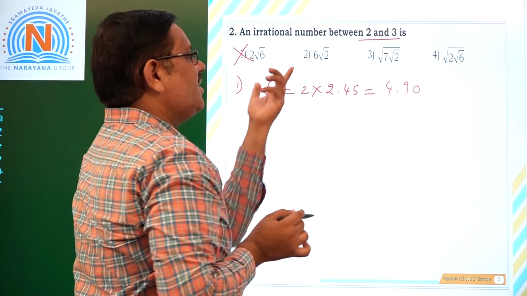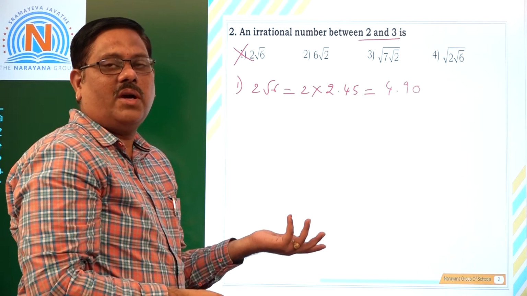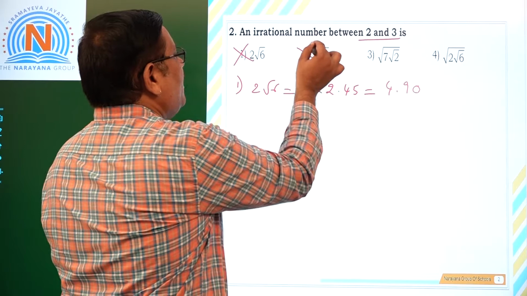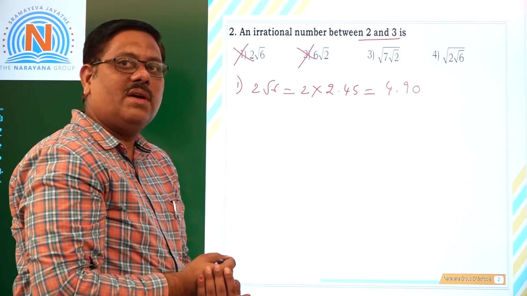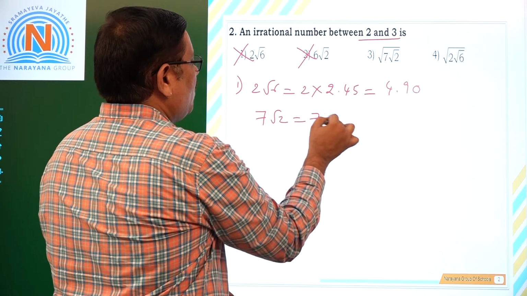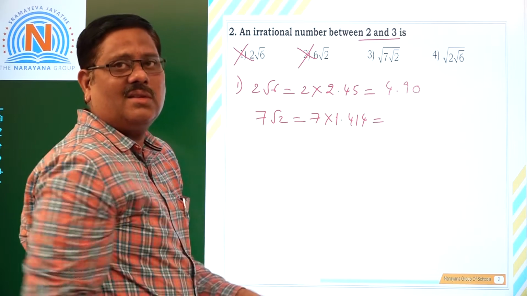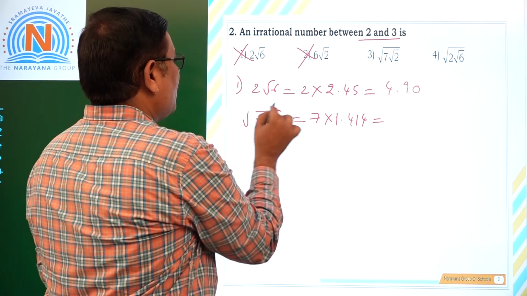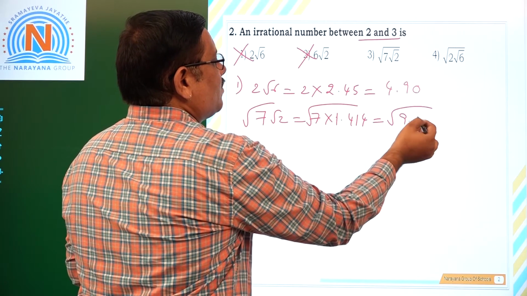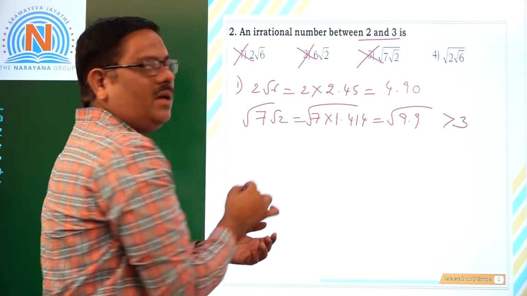6 into root 2, anyway 6 itself is more than 2 and 3. So 6 multiplied by root 2, that is 1.414, definitely more than 3. So it also won't lie between 2 and 3. You take 7 root 2. If you take 7 root 2, that is 7 into 1.414, that is more than 9. The result is more than 9. So root of this is root of more than 9. It is approximately 9.9, which is more than 3. So it also won't lie between 2 and 3.